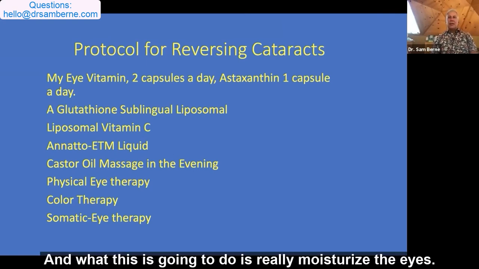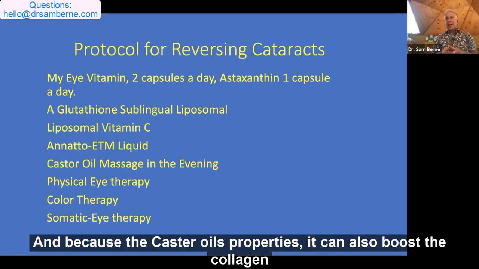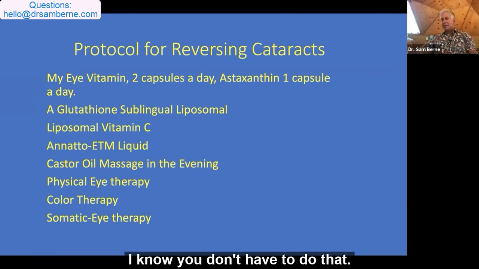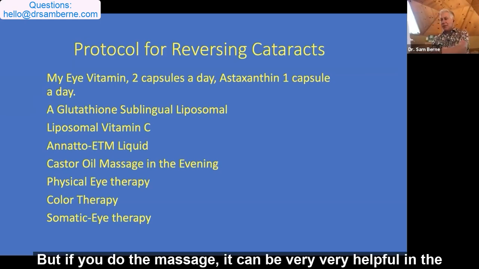And what this is going to do is really moisturize the eyes. And because of the castor oil's properties, it can also boost collagen health. You don't need to put the castor oil directly in your eye. No, you don't have to do that. But if you do the massage, it can be very, very helpful in the evenings.